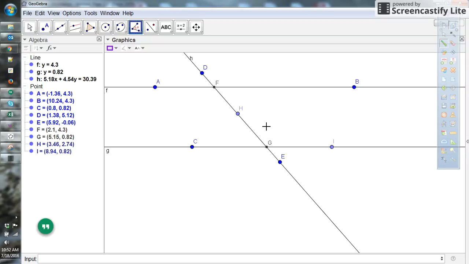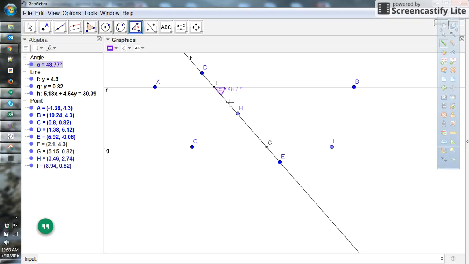So again, we only have those 2 pairs of consecutive interior angles. So I'm going to start with this one. Okay, I used my angle tool, which is this. And I just picked these 3 points in order, and it kind of gave me this angle. I started at the lower point and then moved up, so it's kind of like drawing the angle like that. Anyways, it labels the angle for me. Now it's angle alpha, and it is 48.77 degrees.